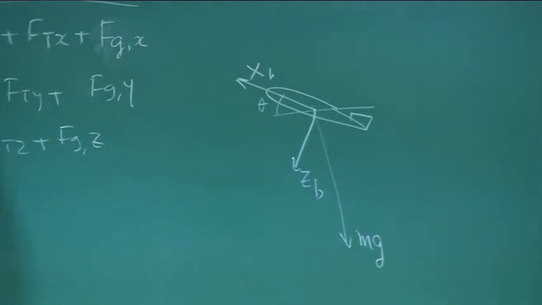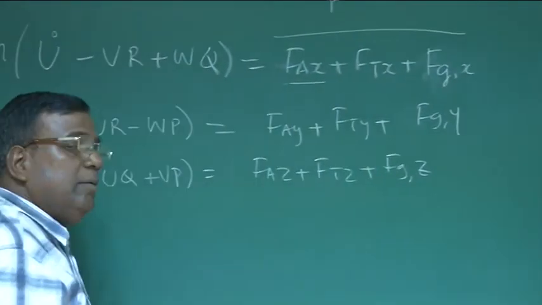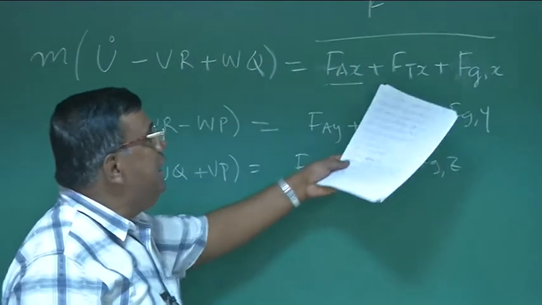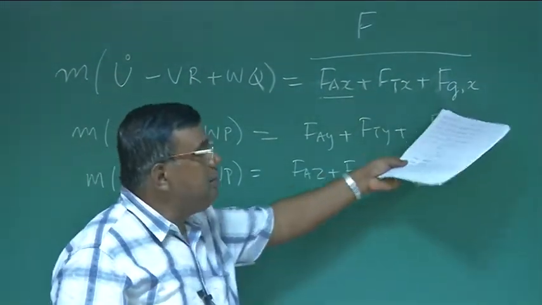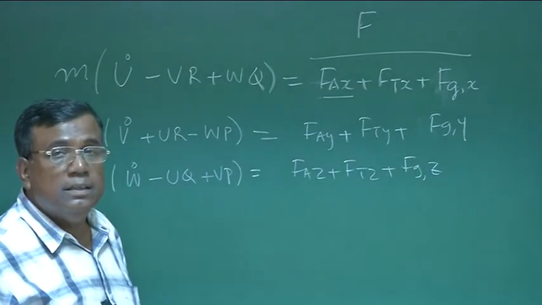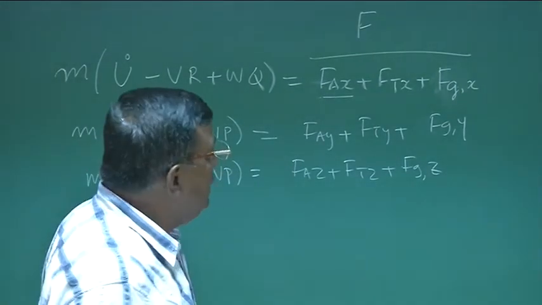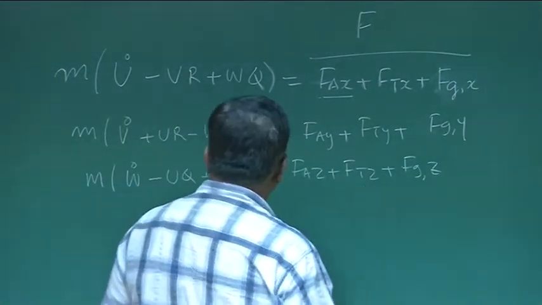This is the aerodynamic force. This will come because of drag, because of lift. Ftx is because of propulsion, the thrust. And then Gx means the component of the weight or the gravity force. Okay. Similarly, along y, along z.